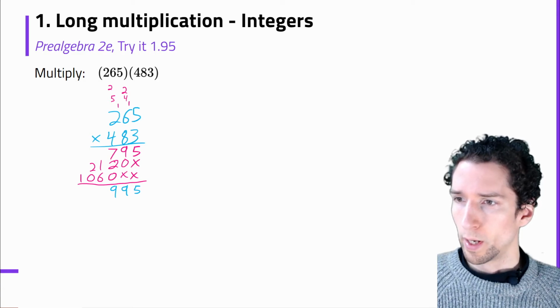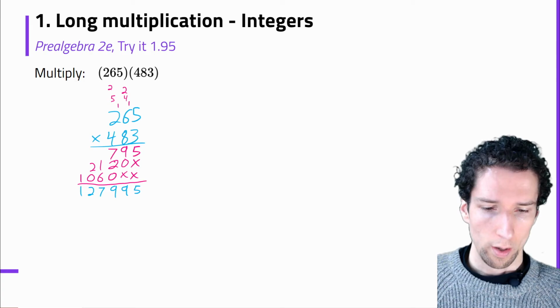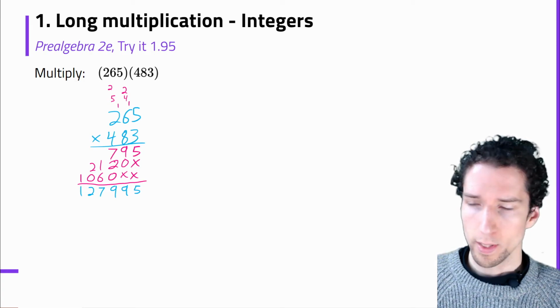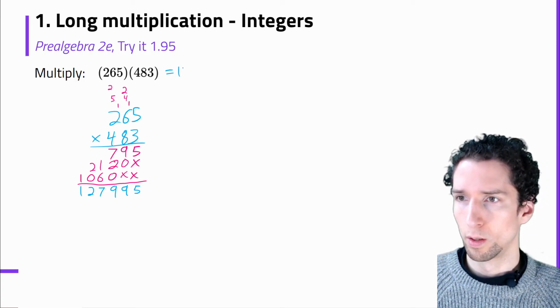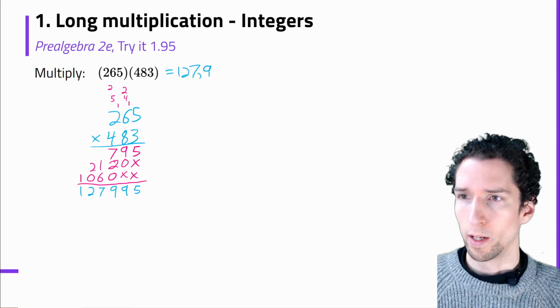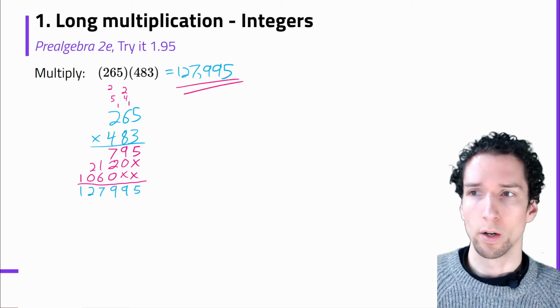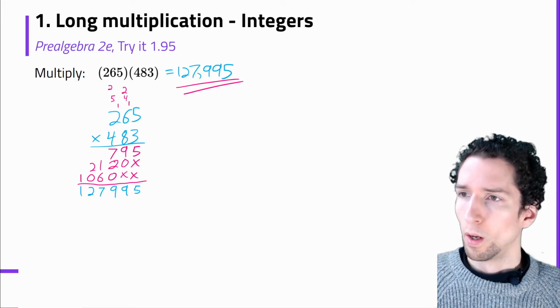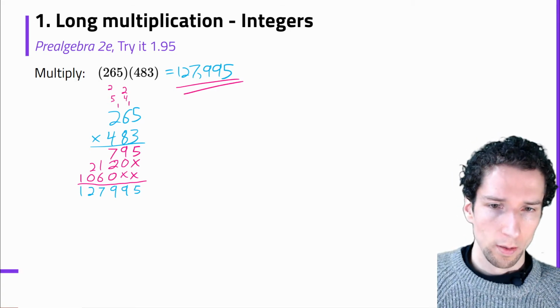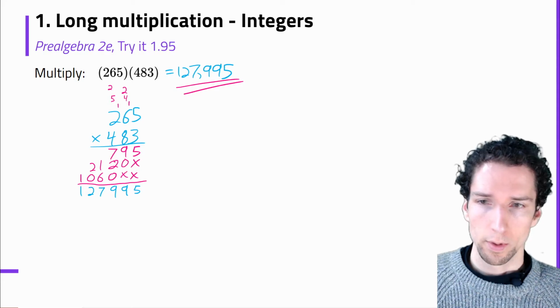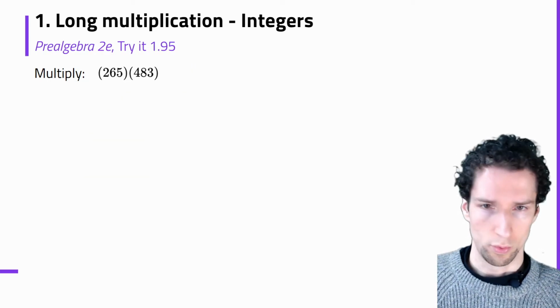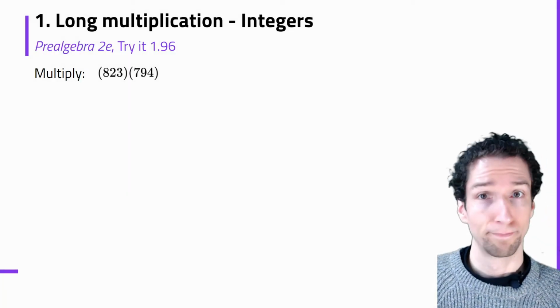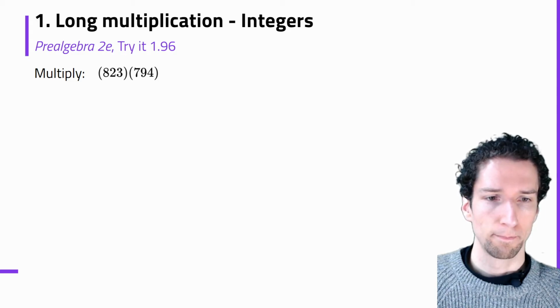So 5, 9, 9, 7, 2, and 1. So 127,995 is our result. Okay, that one's for me. And now an example or practice for you. Go ahead.